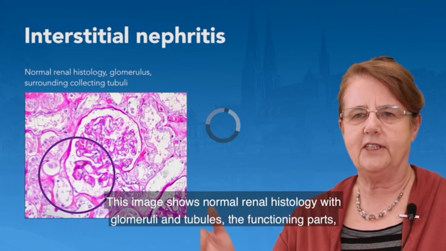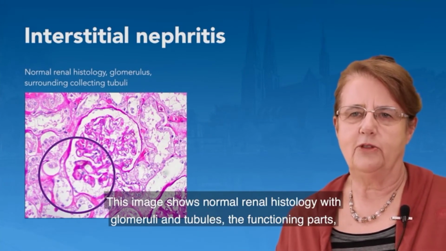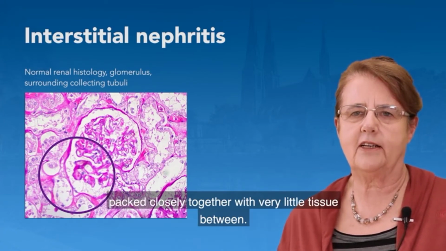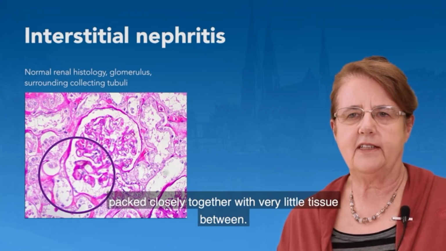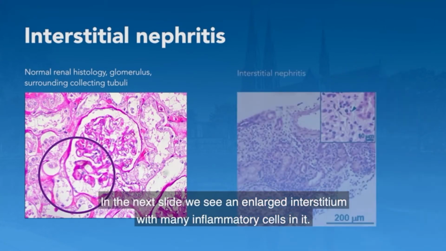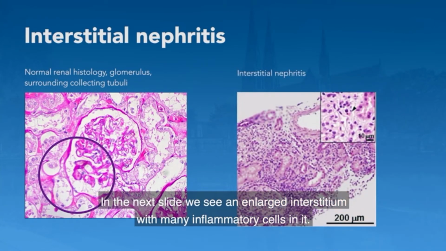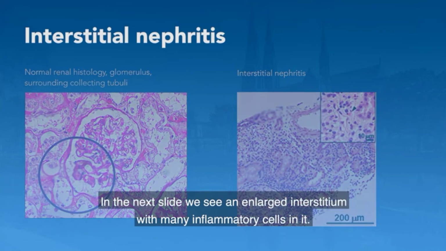This image shows normal renal histology with glomeruli and tubules, the functioning parts, packed closely together. There's very little tissue between. In the next slide, we see an enlarged interstitium with many inflammatory cells in it.